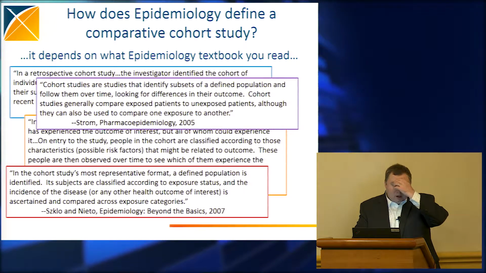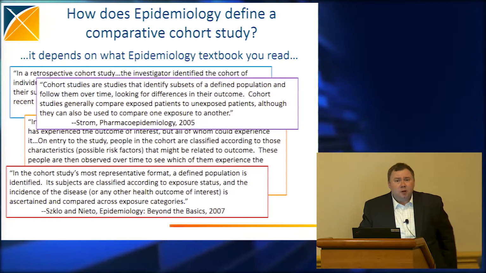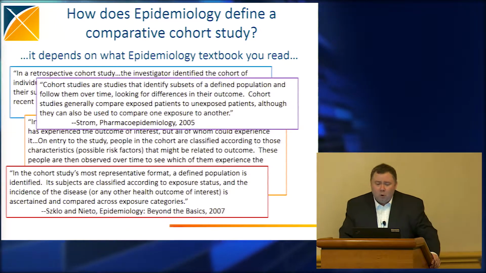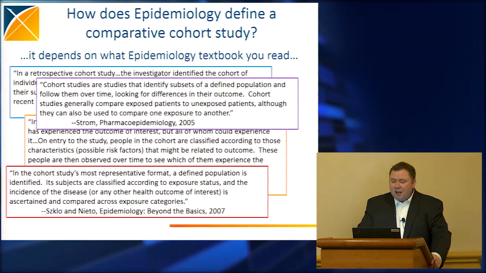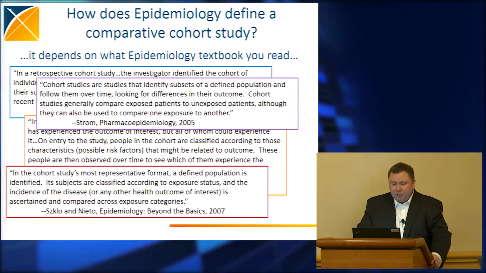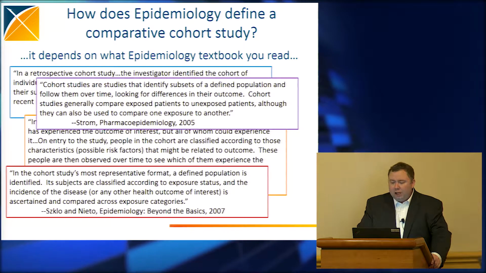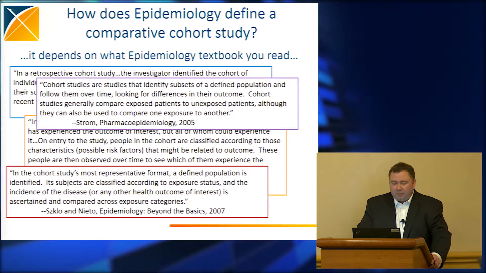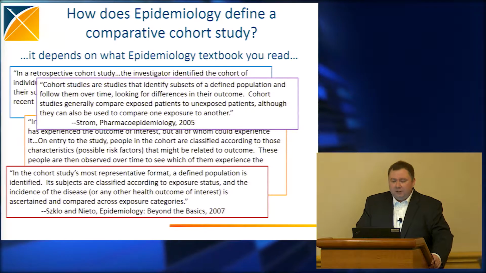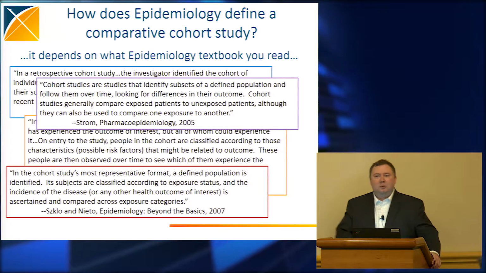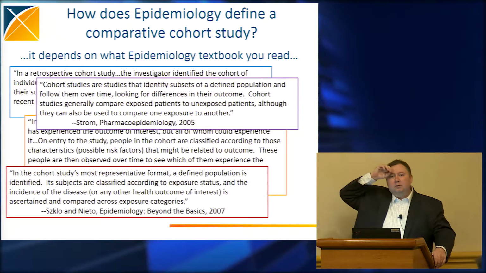Okay. If you read Brian Strom's textbook on pharmacoepidemiology, it says cohort studies identify subsets of a defined population and follow them over time, looking for differences in their outcome. Cohort studies generally compare exposed patients to unexposed patients, although they can be used to compare one exposure to another. So that is the definition you'll find in Brian Strom's textbook. How many does that resonate with?